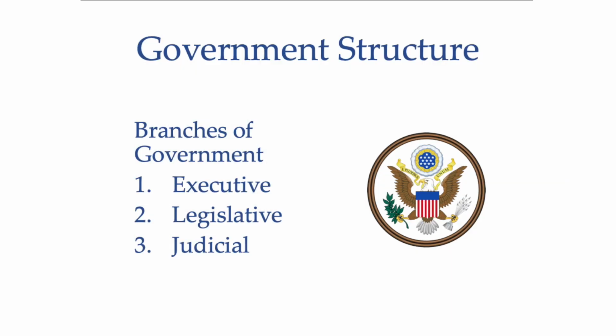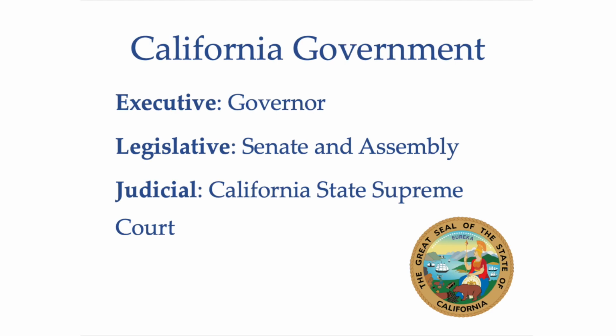Today we're talking about the California State Legislature. As you know, in the federal government, we have the executive, legislative, and judicial branches, which were created in the United States Constitution. Likewise, in the state government in California, we have the executive, made up of the governor; the legislative, which is our legislature made up of the California State Senate and Assembly; and the judicial, whose highest court is the California State Supreme Court. So for this video, we're talking about the California state government, specifically the legislative branch and the making of laws in California.